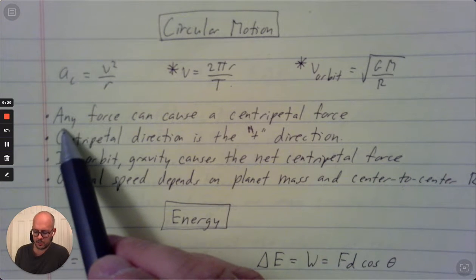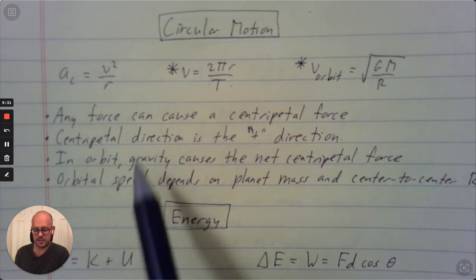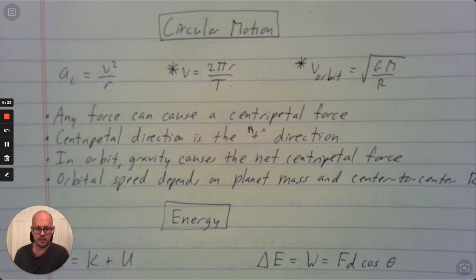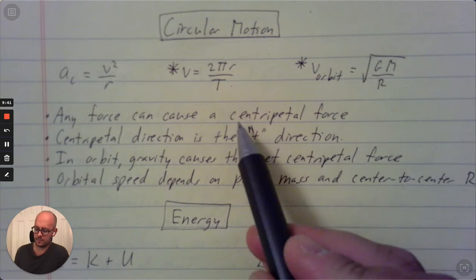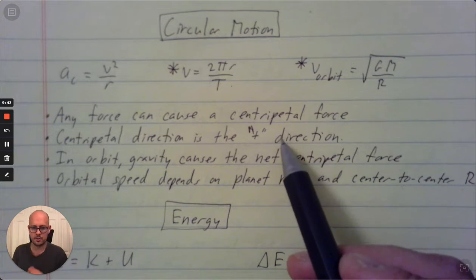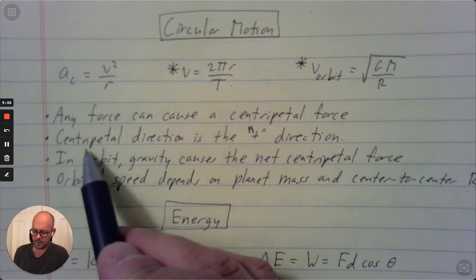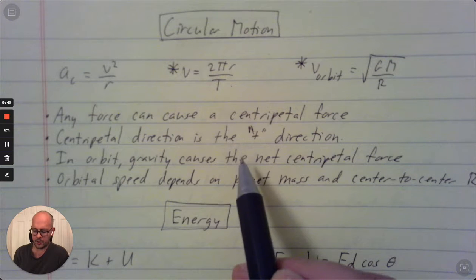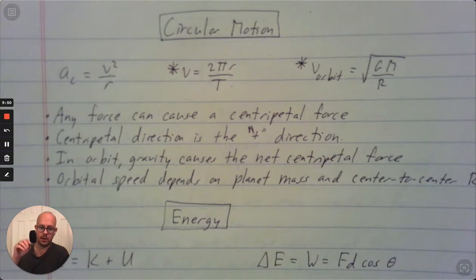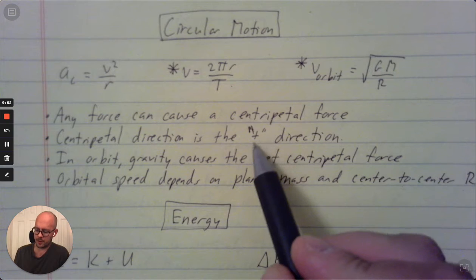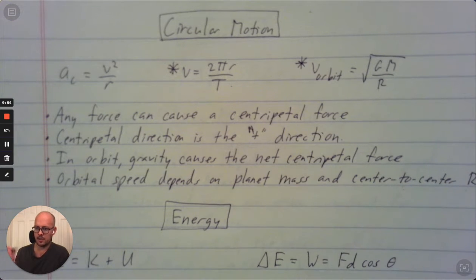Okay, big takeaways for this unit. Any force is capable of causing a net centripetal force. So there's no such force as a centripetal force. It is the net force in the direction that is centripetal. Centripetal is toward the center of the circle. Whatever the centripetal direction is, that is the positive direction. So if you have an object going around in a circle, the positive direction is in a different direction depending on where the object is relative to the center of the circle.